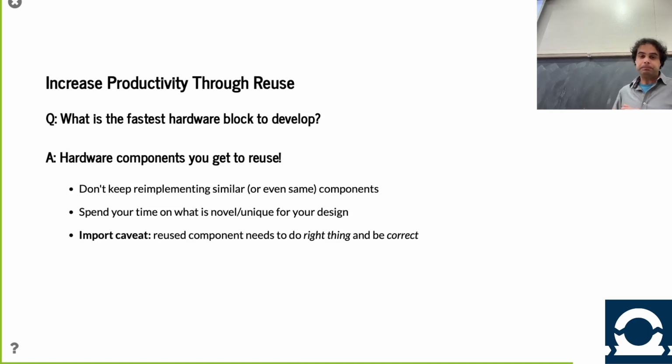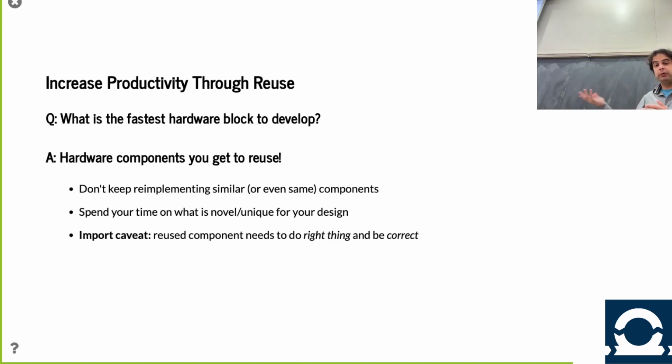And so to get reuse, you want to make sure the thing you're trying to reuse does what you want to do, does quote unquote the right thing. But also, let's say someone does give you the IP. If you're going to check it into your design, you want to make sure it's correct, right? You want to make sure this is going to work. And so how do you get that?